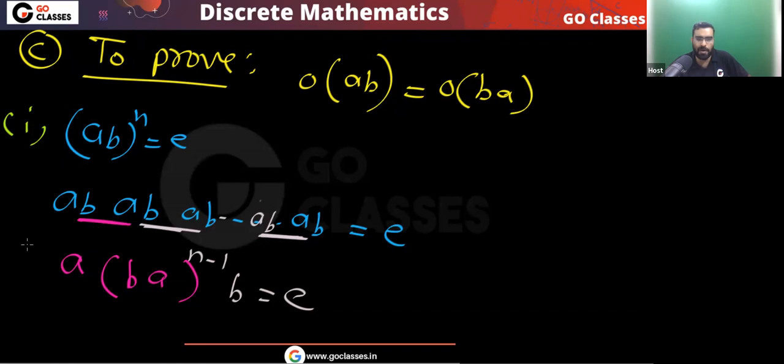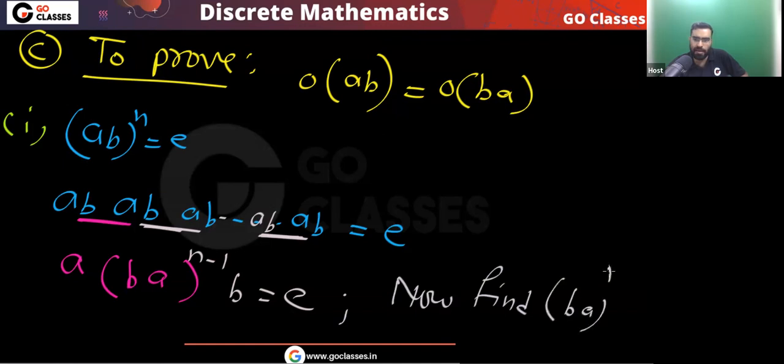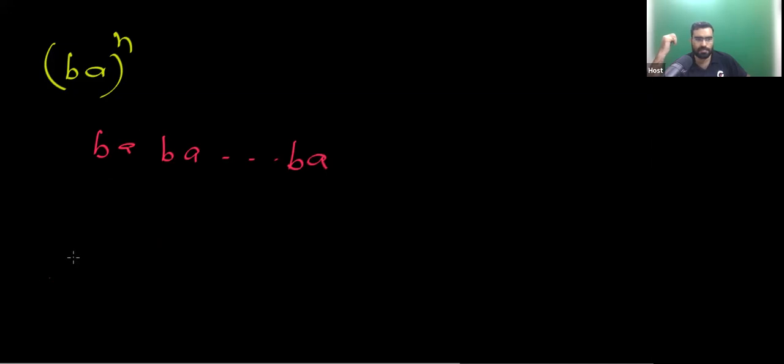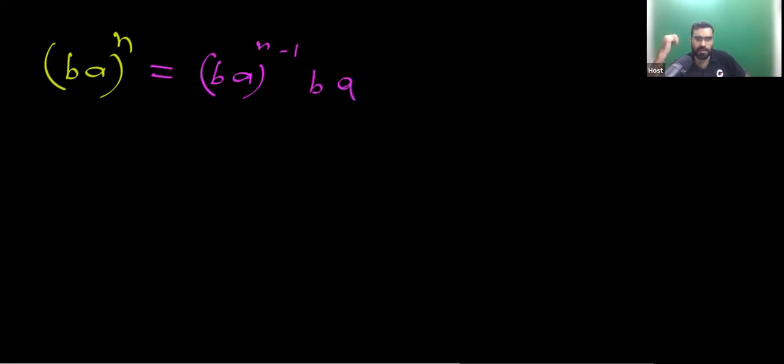Now you find what is (BA) power n. What will be (BA) power n? So let's see this. (BA) power n means BA, and so on, BA. So here you can see, I can write it (BA) power n minus 1, BA. Agree? I can write it (BA) power n minus 1, BA. This is what I can write.